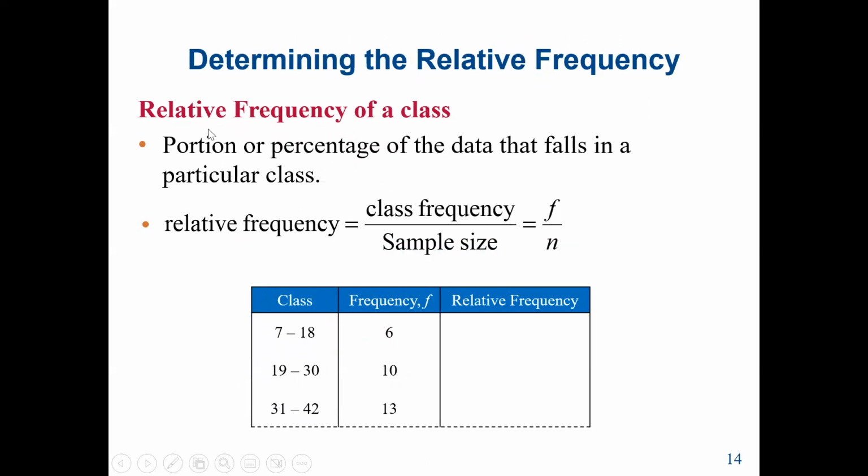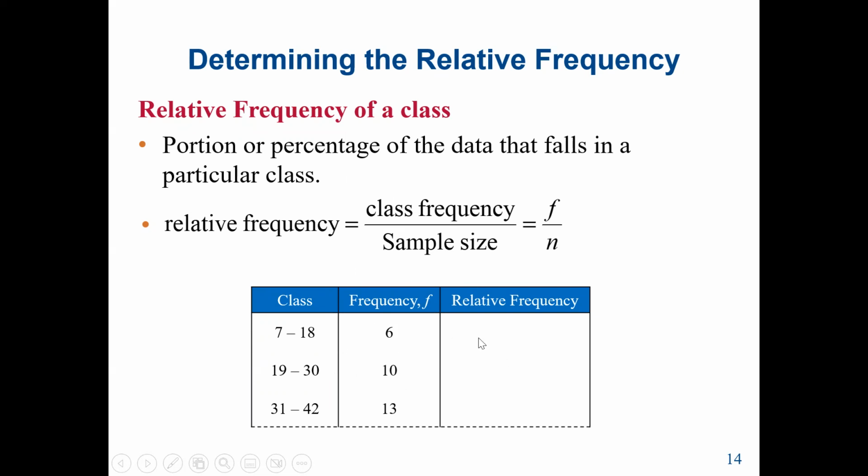Now, next, we can also find the relative frequency of a class. Relative frequency is kind of like finding the proportion or percentage of each class interval. So it will be the frequency of that class divided by the total. So here we say the relative frequency is equal to class frequency divided by the sample size.